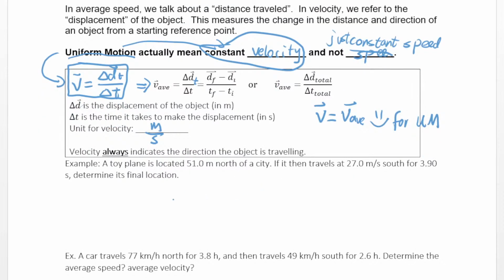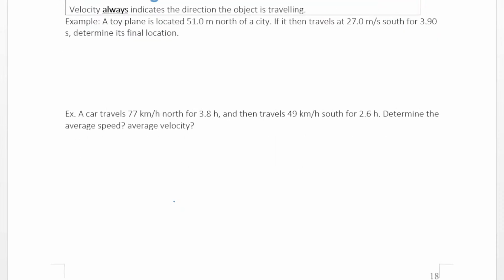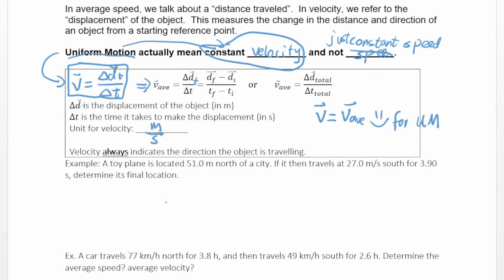So here is a very good question. Once again, I will do the first example, and hopefully you can try a second example yourself. All right, so the object is located 51.0 meters north of the city. It then travels, so I'm assuming this is DI then. Let me write it down. Because it started there, DI, the initial position, is 51.0 meters.